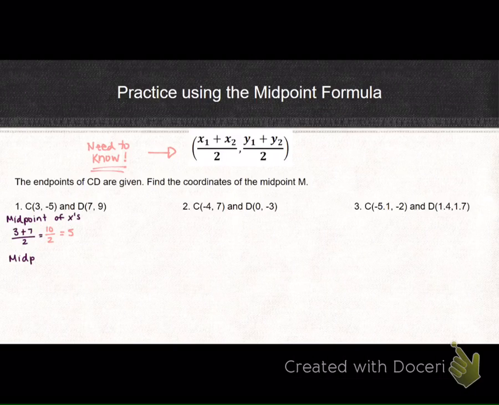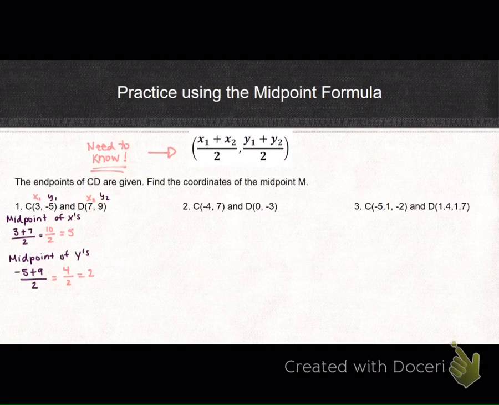Okay, Casey, how do I find the midpoint of the y's? You add negative 5 and 9 over 2. Negative 5 plus 9 over 2, which is what? 4 over 2, which is 2.